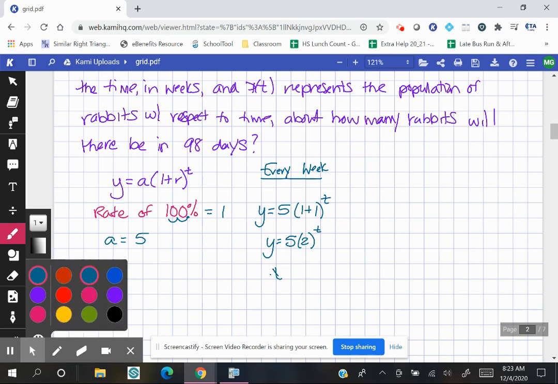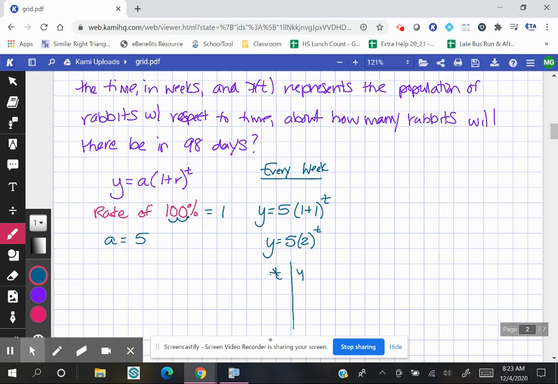Let's put in our t and then our y, which is supposed to be p of t. So after the first week, if that's 1 week, then that would be 5 times 2, which is 10. If I put in 2 weeks, then that's 2 to the second, which is 4. So it'd be 5 times 2 to the second, which would give me 20. So the second week I took 10 and doubled that, so times 2 gave me 20. So that seems to work for every week.